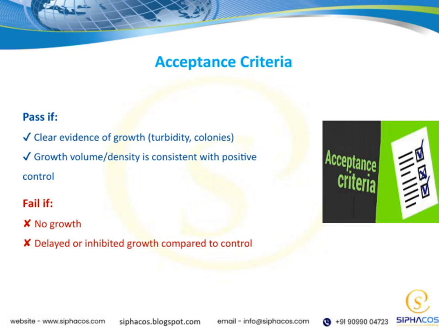On the other hand, if there's no growth at all, or if the growth is delayed or inhibited compared to our control, then that results in a fail. Delayed or inhibited growth suggests that something is preventing the microbes from thriving, which could point to issues with the sample or the process. So, in summary, we're looking for clear, consistent growth that aligns with our positive control, and any absence or inhibition of growth indicates a problem. This helps us ensure the reliability and accuracy of our testing process.